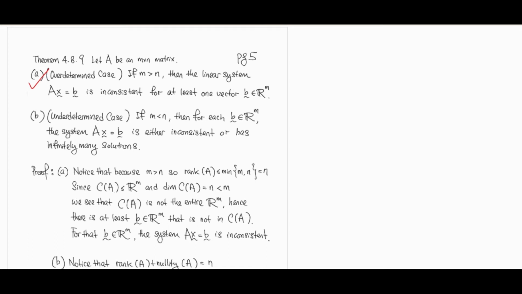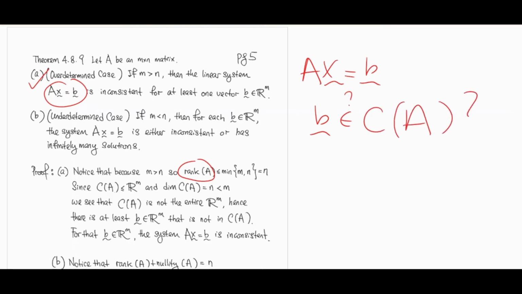This is pretty straightforward if you look at the rank. If you want to know whether AX equals B has a solution or not, the key thing is to investigate whether this vector B is in the column space of A or not. So obviously we need to know the dimensions. You look at the rank of A. The rank of A here is the minimum of these two numbers, but we've been told that n is the smallest, so it equals n. Since the column space of A is a subspace of Rm, which has dimension m, and the column space has dimension n at most, the rank of A is at most n.